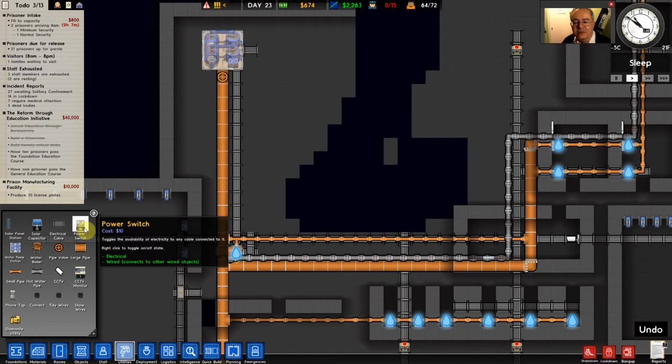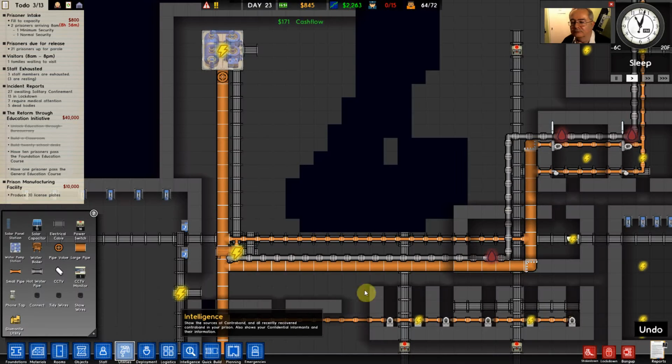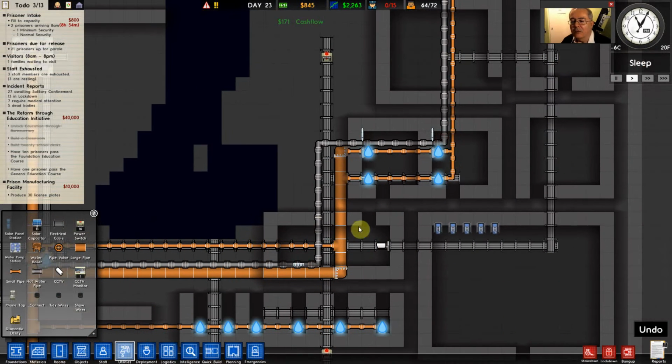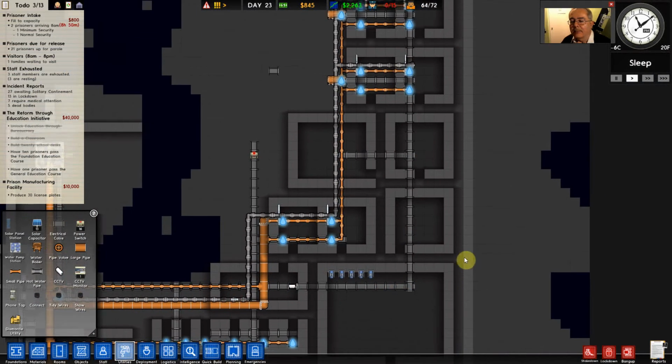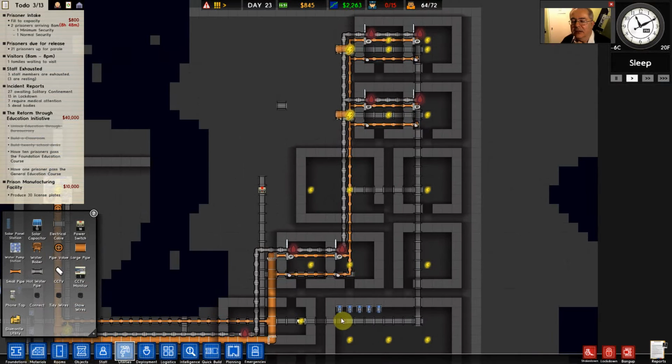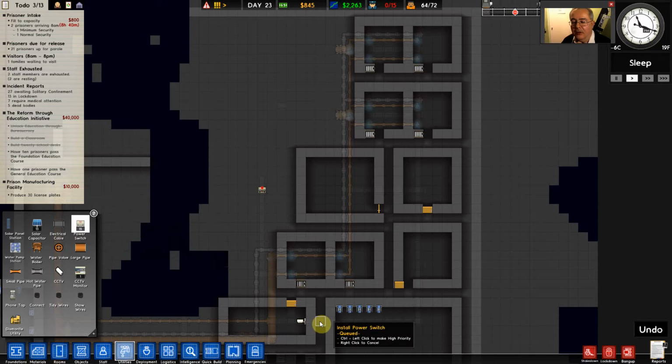Yeah, I should be able to put a power switch here. Can't, can I? No. It will have to go here then. But that cuts off that water pump. Well, I'll put the power switch here. Well, maybe if I put it here, it will cut off a bunch of stuff anyway. Put it here. Okay.